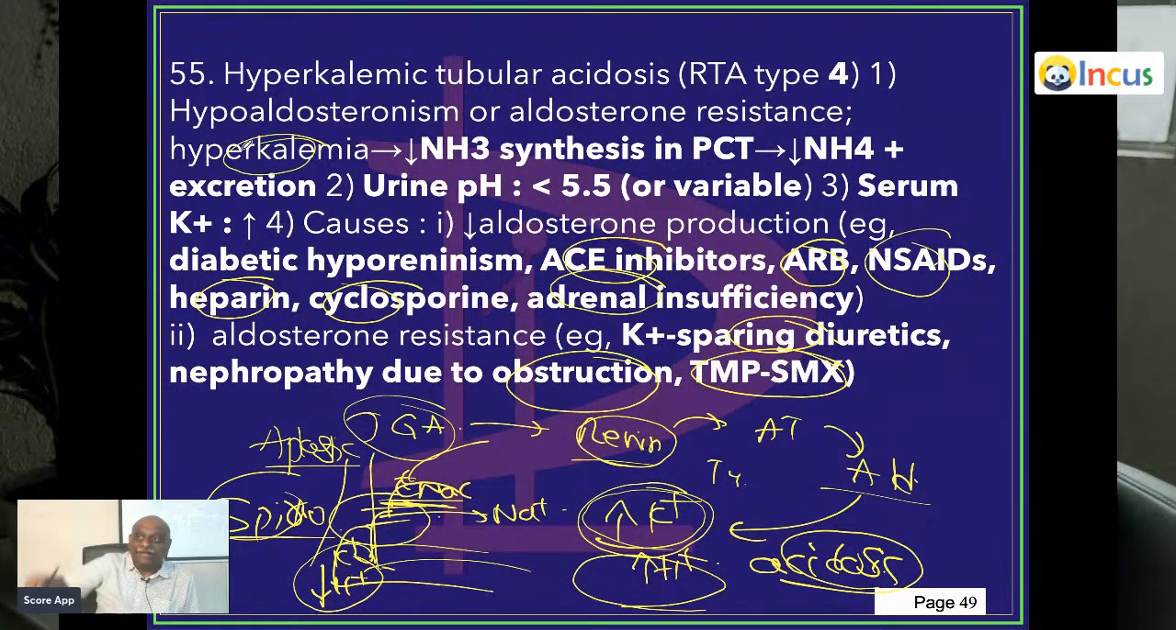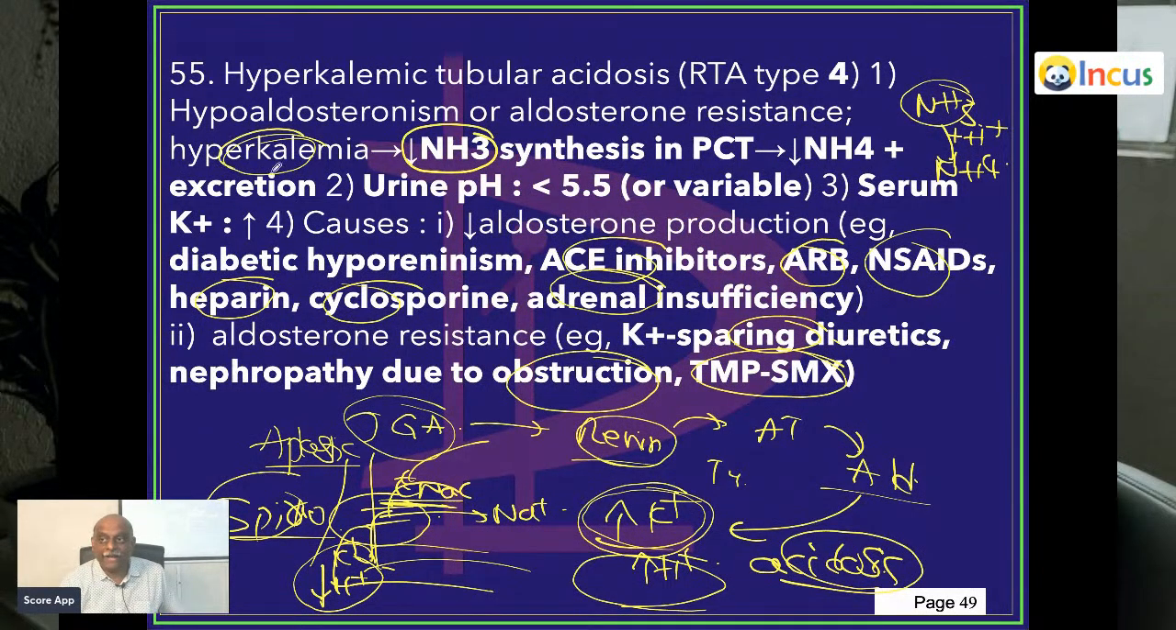What is that? In the proximal convoluted tubule, ammonia is synthesized. And ammonia is what? NH3. For it to become NH4, what do you require? It combines with H plus. So obviously, when hyperkalemia is there, there's a competition between potassium and H plus always. If hyperkalemia is there, it won't let H plus marry the ammonia. So if it is not married to the ammonia, ammonium NH4 plus cannot form.